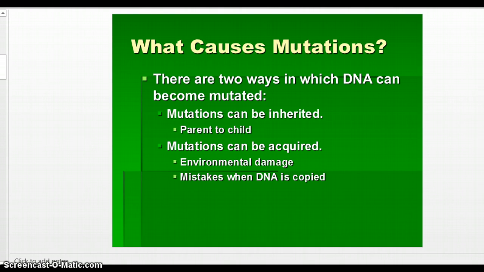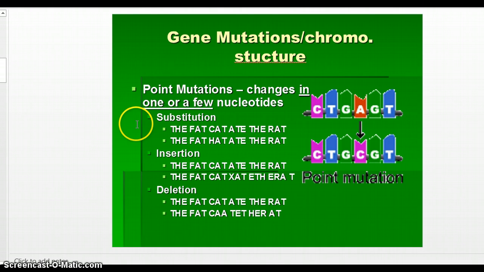And there are different types of mutations. There is something called a point mutation, which is a change in one or a few of the nucleotides. And with point mutations, it can be a substitution, it can be an insertion, or it can be a deletion. And think about what these words mean. If you're substituting something, you're replacing it.